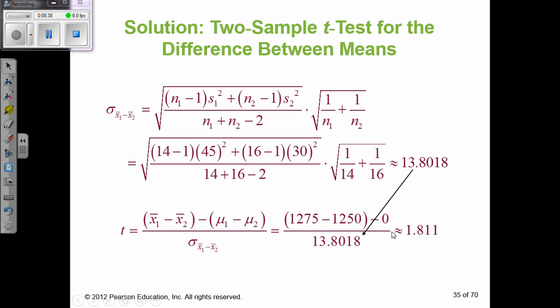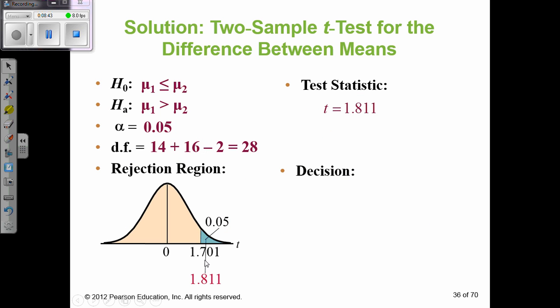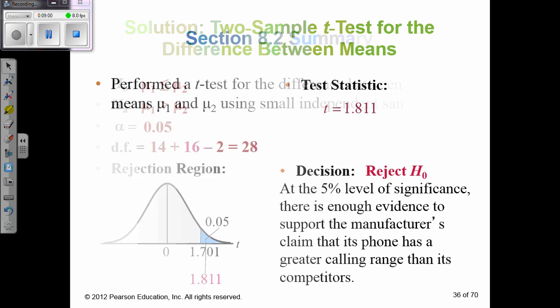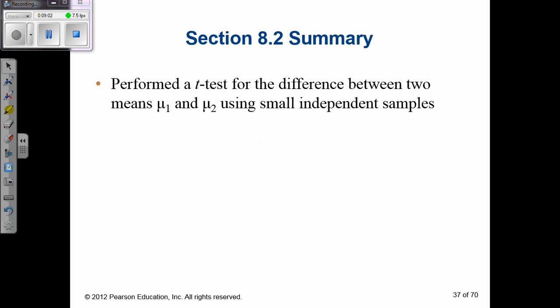And that's approximately 1.811. We now compare this to the rejection region. This time it is inside the rejection region, so we reject the null hypothesis and say at the 5% level of significance, there is enough evidence to support the manufacturer's claim that its phone has a greater calling range than its competitors. That's the end of section 8.2.